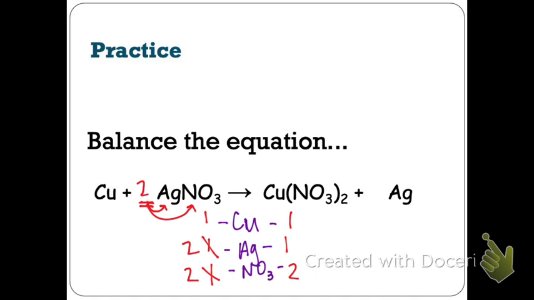Copper is still balanced, but silver is not balanced anymore. So what do I need to do on this side to make it balanced? Okay, and what coefficient am I going to add right here with silver? 2. And so then I can change my list, right? And I recount, and I know that I've got 2 silvers there. Then I just go check, right? My coppers are balanced, my silvers are balanced, my nitrates are balanced.